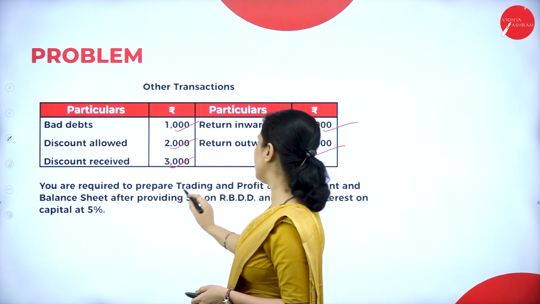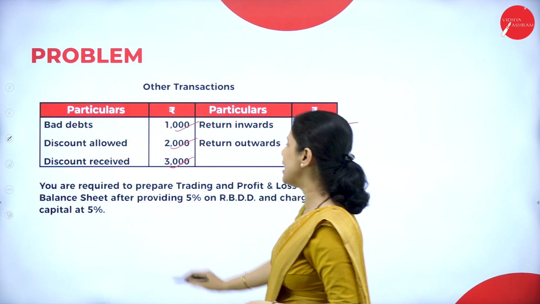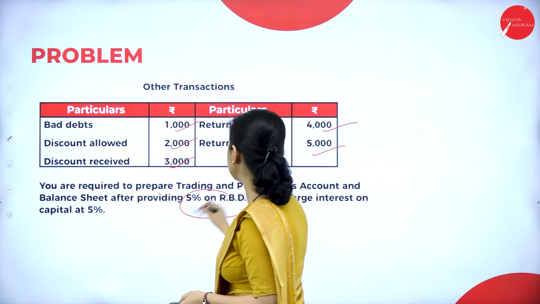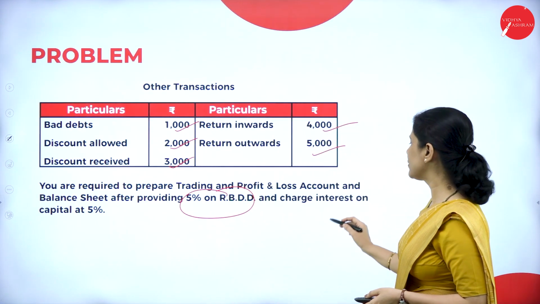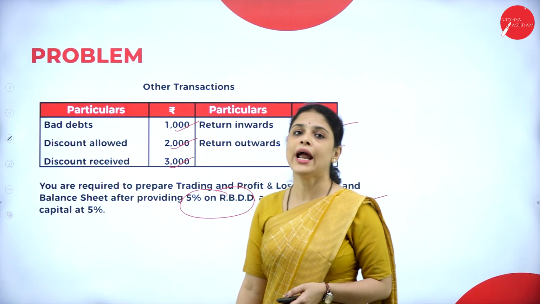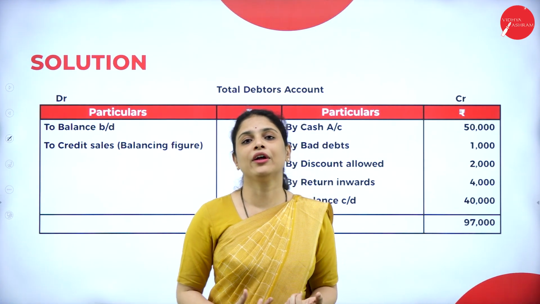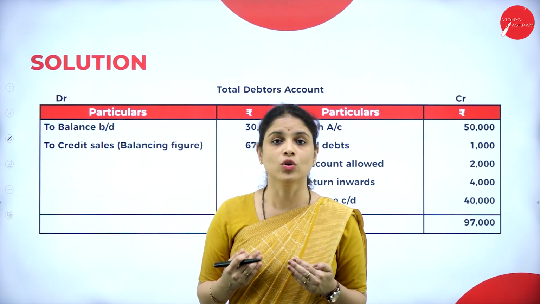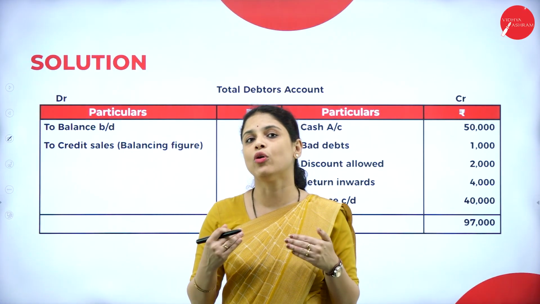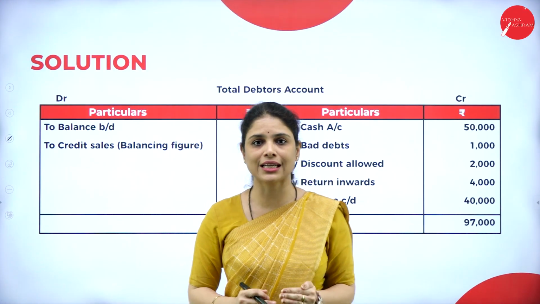So you are required to prepare the trading and profit and loss account and balance sheet after providing 5% on RBDD and charging interest on capital at 5%. Normally we would prepare the statement of affairs first, but here the opening stock is not given. That's why we will prepare the total debtors account first.